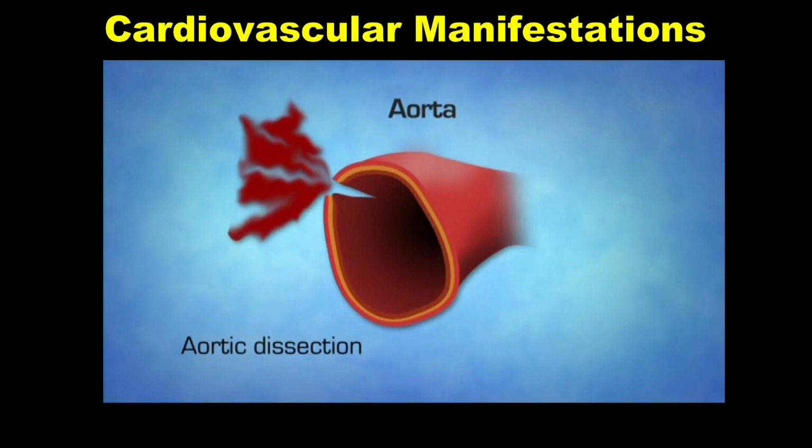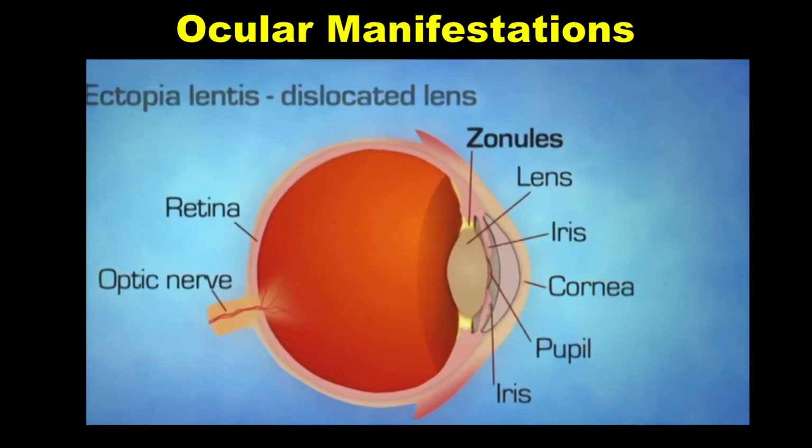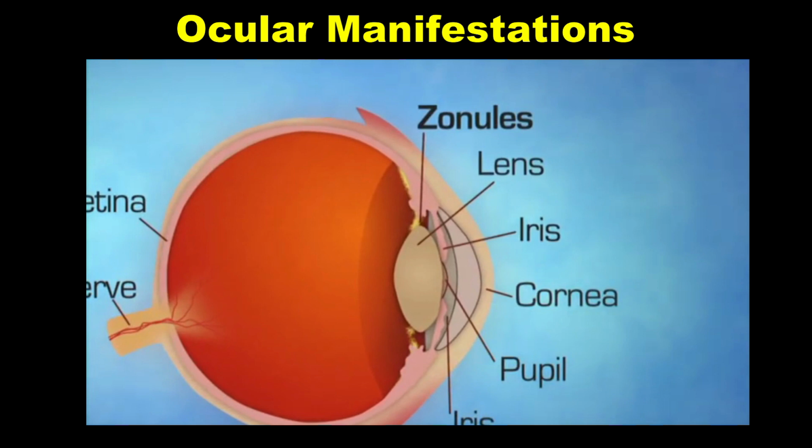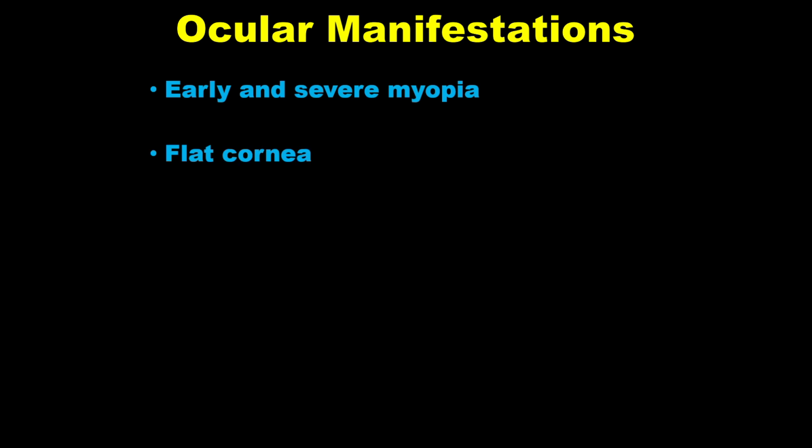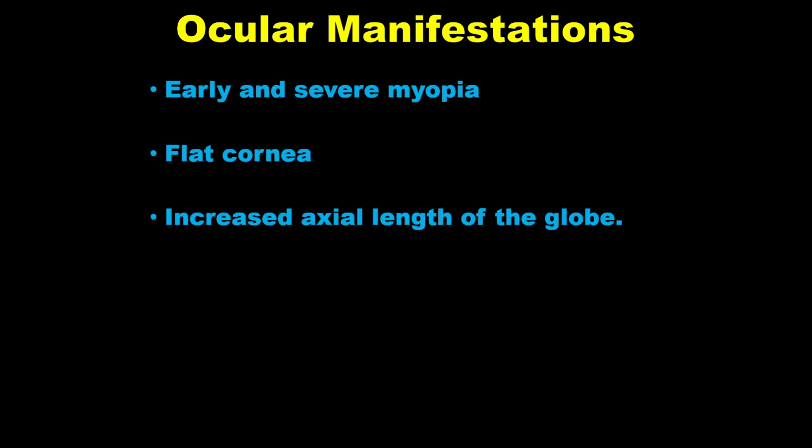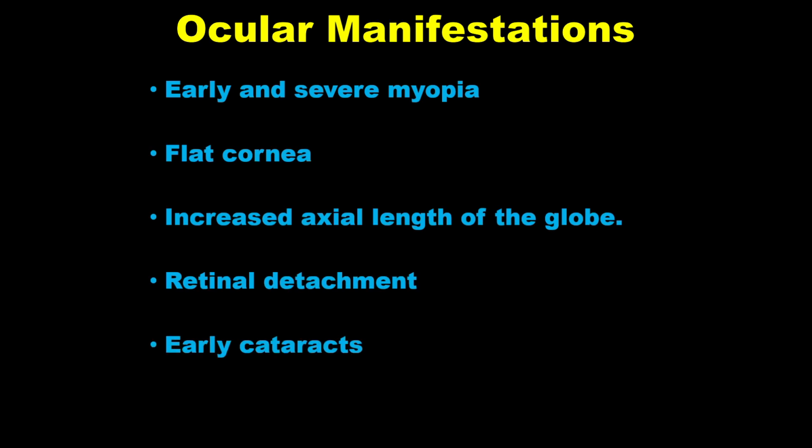The ocular manifestations which are found in Marfan syndrome are ectopia lentis, that is the dislocation of the ocular lens, which occurs in approximately 60 to 70% of the patients. There can be early and severe myopia, flat cornea, increased axial length of the globe. Patients are also predisposed to retinal detachment and early cataracts or glaucoma.